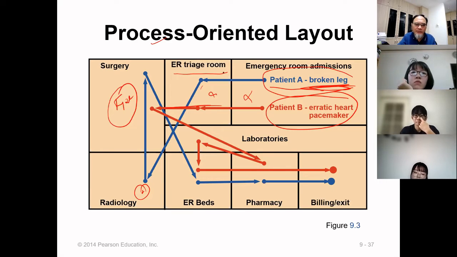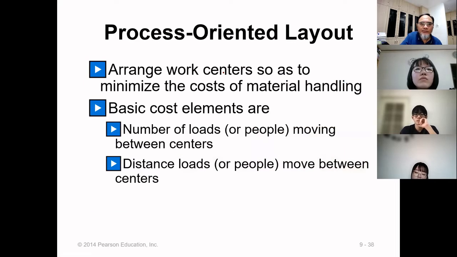I think we have seen this before when we talked about process strategy. In a process layout, you arrange work centers so as to minimize the cost of handling. There is a method for this, a little bit of calculation, to find the cheapest cost of locating the departments or sections. So you want to arrange work centers so as to minimize the cost of material handling.